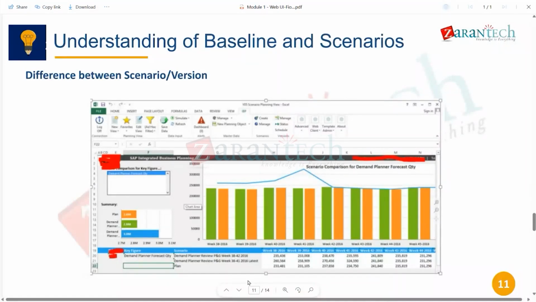Okay, so this is basically a scenario versus version. It gives you the output of how exactly the SAP will look like. So I just want to ask a question: do you prepare these kinds of graphs in your Excel IBP currently?